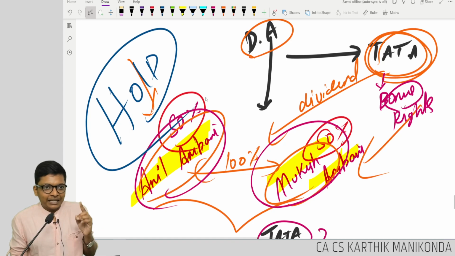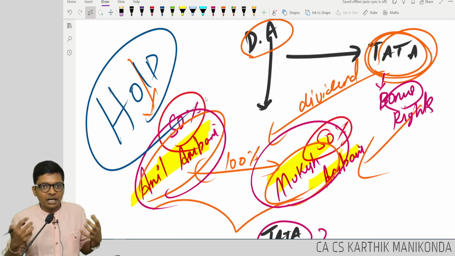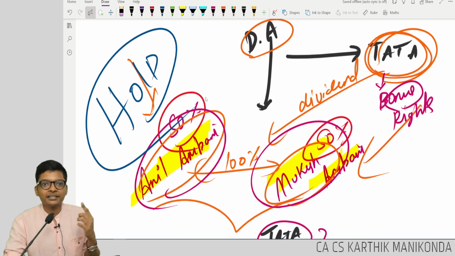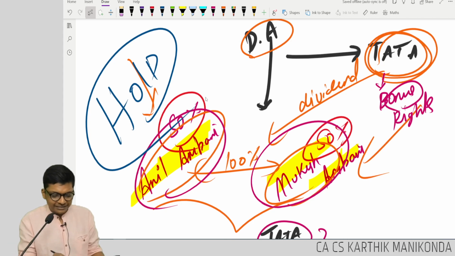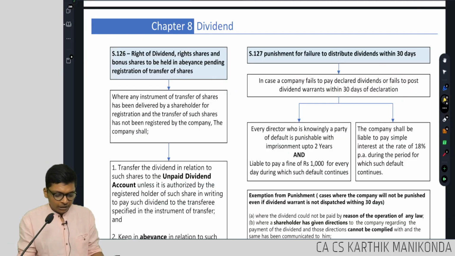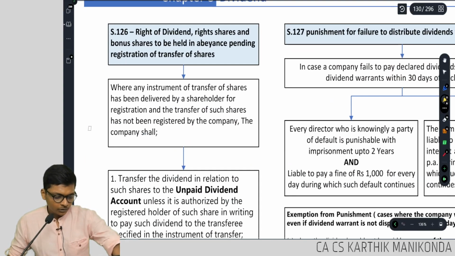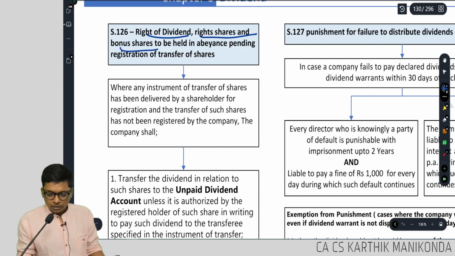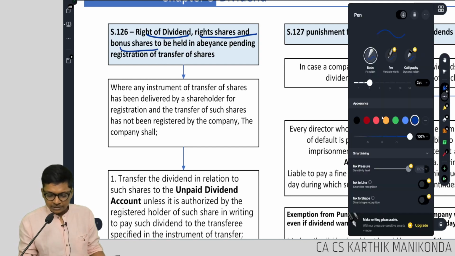The rights associated to a share like dividend, rights shares and bonus will be kept on hold if there is a dispute between the shareholders as to who has to receive it. That is called abeyance. Are you following, guys? That's it. 126 over, guys. This is section number 126. Look at 126. Look at this. Right to dividend, right shares and bonus shares.